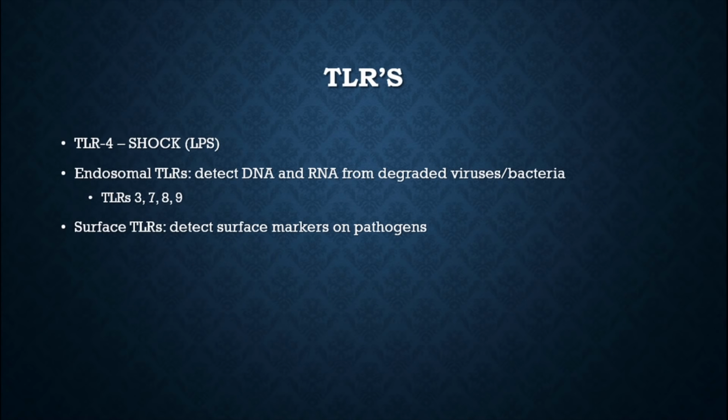So let's talk a little bit about TLRs. TLRs are toll-like receptors. The main goal of a toll-like receptor is to induce inflammation. So a signal from a toll receptor almost always ends in the activation of NF-kappa B, which is a transcription factor that induces inflammatory cytokine production.